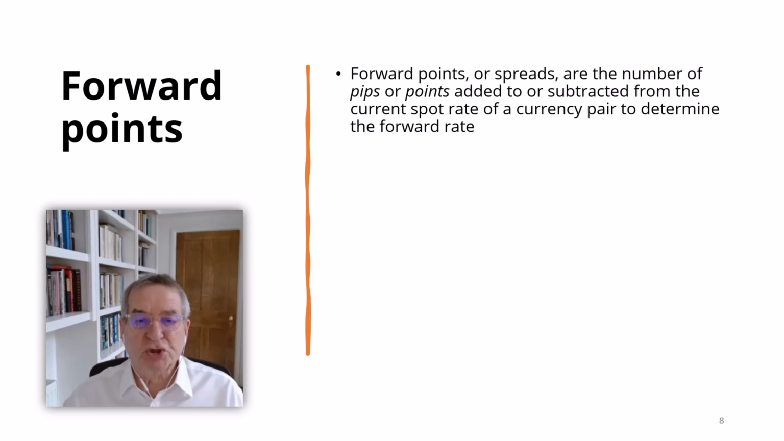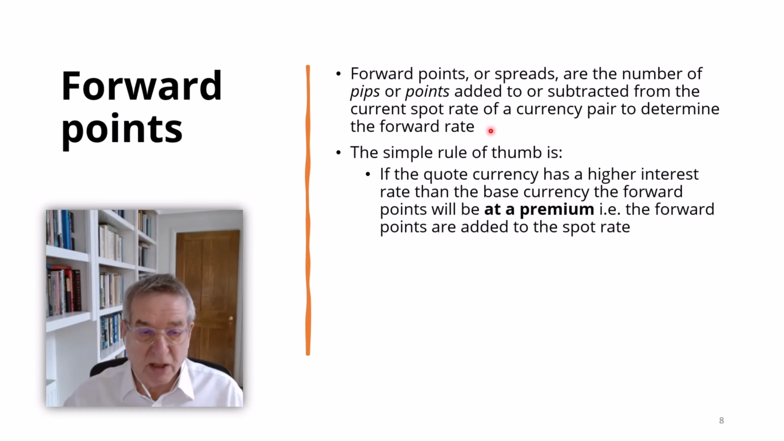Forward points or spreads are the number of pips or points to be added to or subtracted from the current spot rate of a currency pair to determine the forward rate. The simple rule of thumb is if the quote currency has a higher interest rate than the base currency, the forward points will be at a premium. In other words, the forward points would be added to the spot rate.